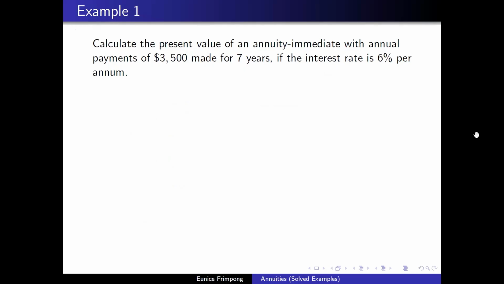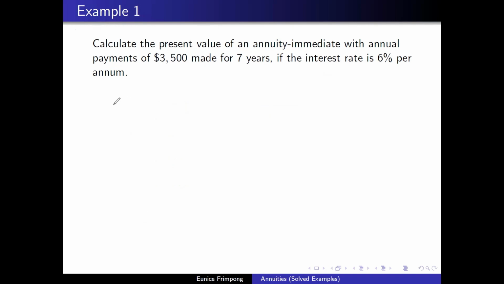In this video, we will practice some examples on annuities. Example 1. Calculate the present value of an annuity immediate with annual payment of $3,500 made for 7 years if the interest rate is 6% per year.